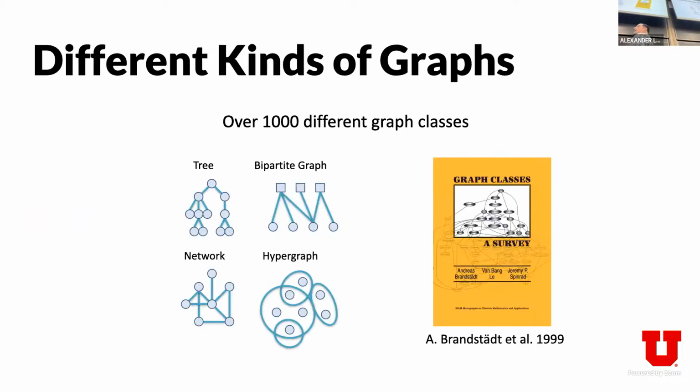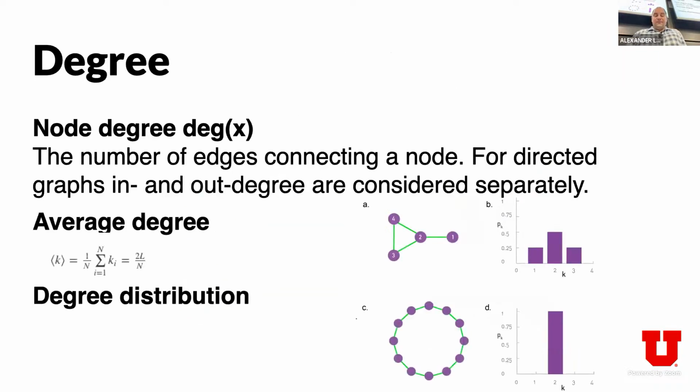And I could go on and talk about different types of networks, and there are actually books that describe graph classes and so on. But I guess I've listed the most important ones. If you're interested, you can take a look at a survey like this here.